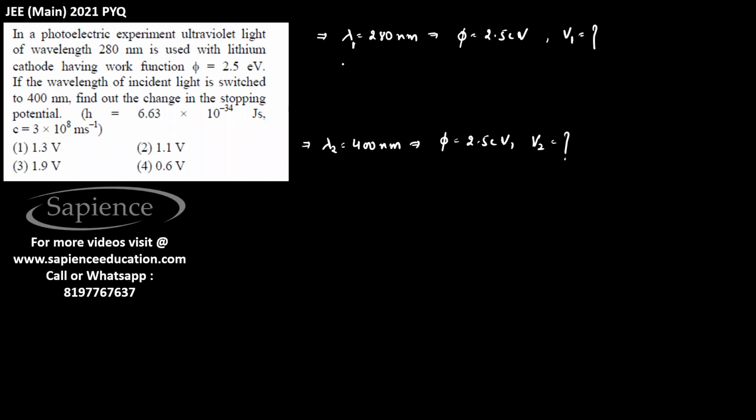Let's take the initial stopping potential as V1 in the first case and the stopping potential in the second case as V2. According to Einstein's equation of photoelectric effect, the energy incident, hc by lambda, should equal the work function plus the maximum possible kinetic energy of the electron, that is eV naught. We can write hc as 1240 electron volt nanometer divided by the wavelength, 280 nanometer. So nanometer cancels, 124 by 28 is 31 by 7.